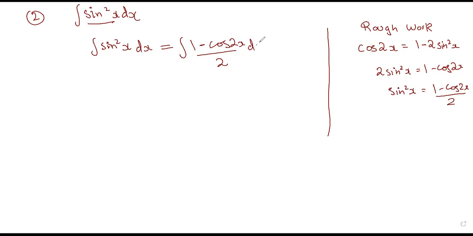Can you please repeat it? Okay, I definitely can. This is basically trigonometry. Have you studied different trigonometrical identities? Yes, I have. So are you familiar with this one? Yes. Okay, very good. So we know that cos 2x equals 1 minus 2 sine square x.